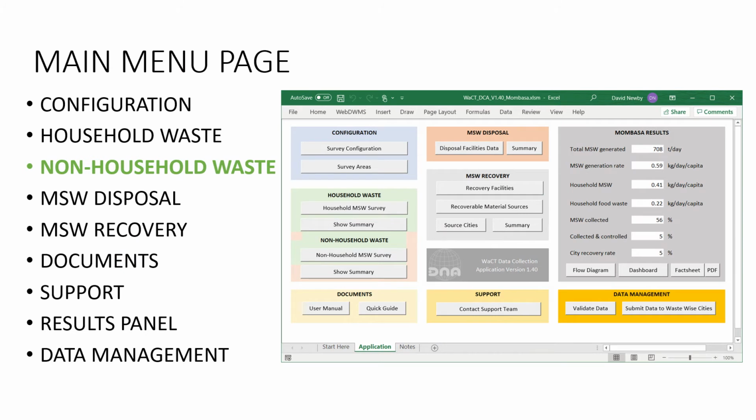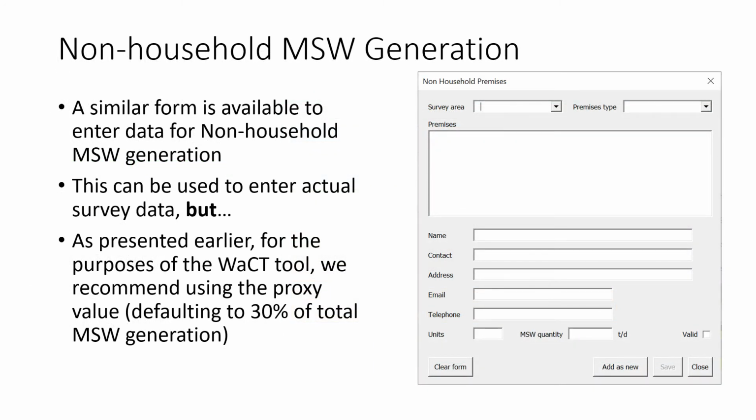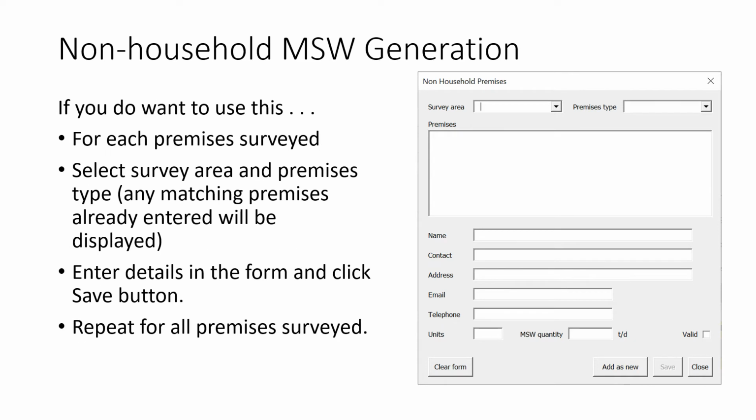Now we can move on to non-household municipal solid waste generation if we've decided to collect our own data rather than use the proxy. Click the Non-Household Municipal Solid Waste Survey button, and the overall process is simpler than for household municipal solid waste data entry. First, we select a survey area and a premises type and enter the data for premises.